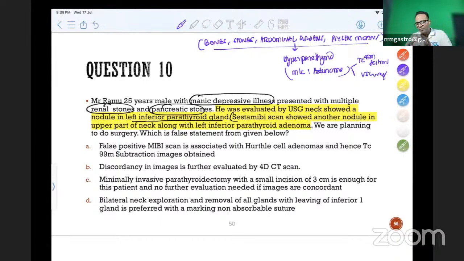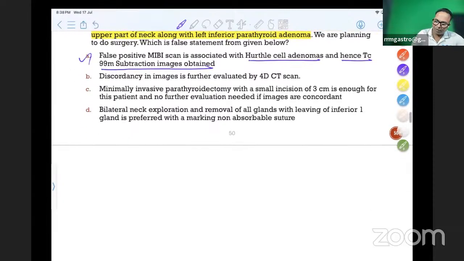See, all questions may look tough, but don't worry, the exam will not be this tough, but you should understand the concept. That is why I made each question in depth. So, understand the basic concept in each topic. False positive MIBI scan is associated with Hürthle cell adenoma. Hence, technetium 99m subtraction images are obtained. This is a very interesting point you should never forget.